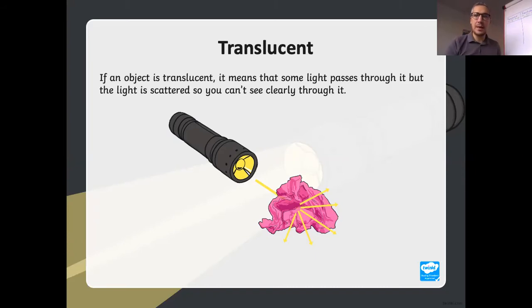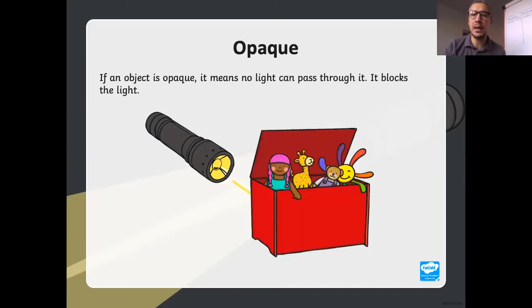Okay, and then our next word is opaque. So opaque means that no light passes through it. Okay, so you can't see through an opaque object. It blocks the light completely or reflects it.